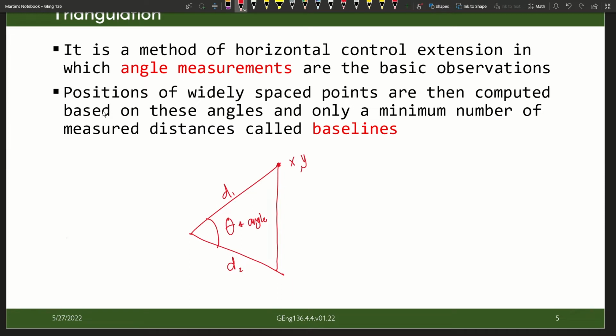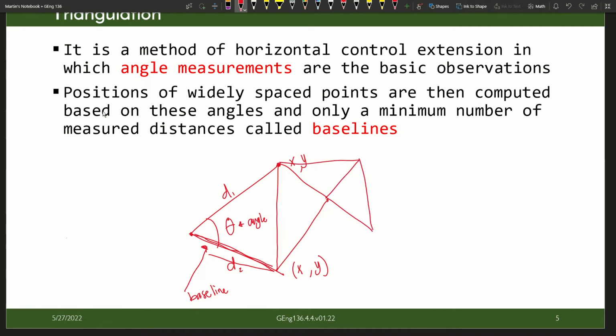Given that this figure has a known side or baseline, this triangulation can be expanded or densified also, given that the main triangulation is correct or contains less error. So positions of widely spaced points are computed based on these angles, and only a minimum number of measured distances, called baselines.